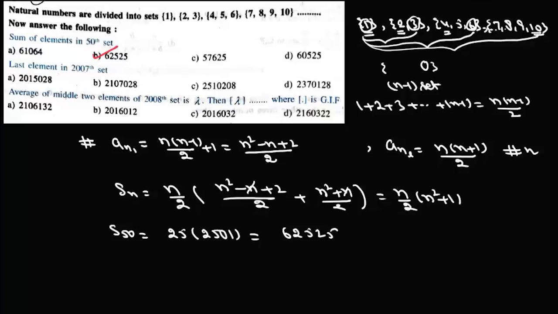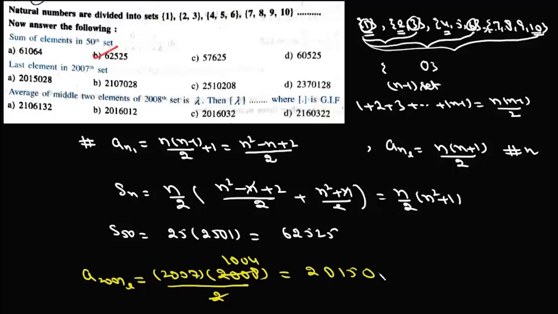Now the next question is last element in 2007th set. Now last element in nth set is n plus 1 by 2. So last element in 2007 set will be 2007 into n plus 1 by 2. So there will be 2008 whole divided by 2. So it is 1004, and this is 2015028, and that's your option A.